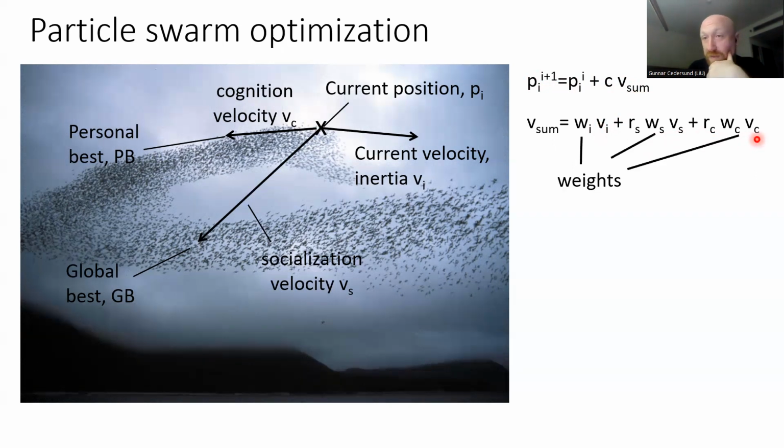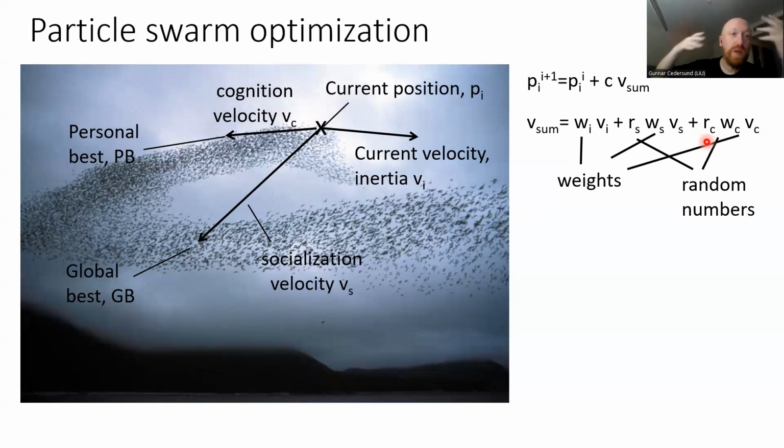So you have some kind of weights to balance them together, and then you have some random numbers, meaning that you combine them also in a slightly random way. And this allows you to both go in good directions, but also have the ability to go in new directions.